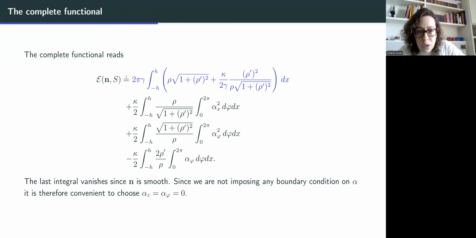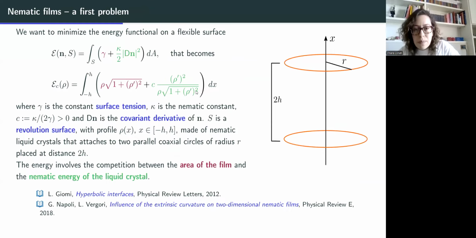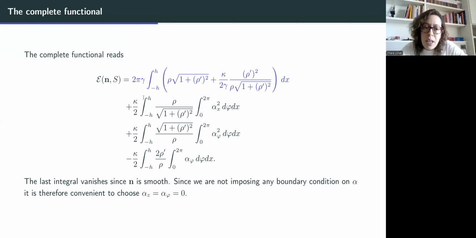And this is because the first line, apart from the constant 2 pi gamma, is precisely what we are going to study, because k over 2 gamma is precisely c, and so it is this functional that we want to minimize. The other three lines are negligible. Why? The fourth line is negligible because when we integrate this part, the integral from 0 to 2 pi of alpha derived with respect to phi in d phi, we obtain alpha in 2 pi minus alpha in 0, but we know that n is smooth, and so this vanishes.